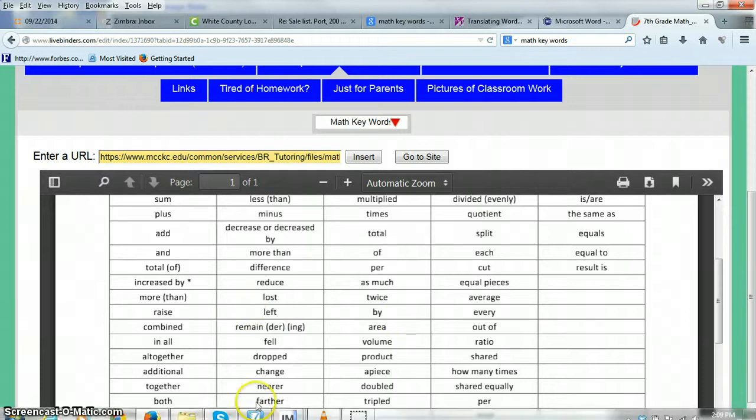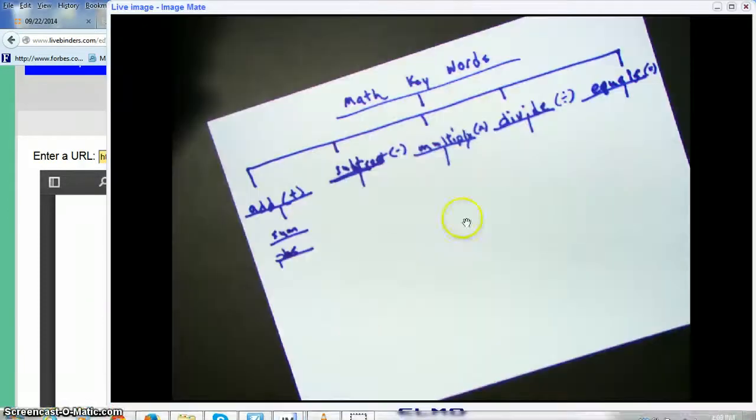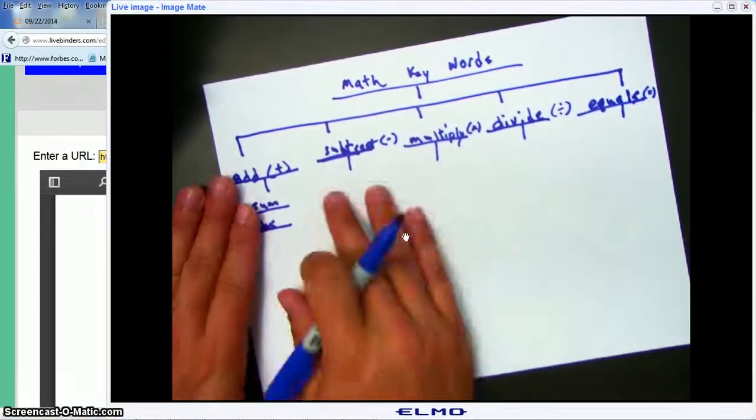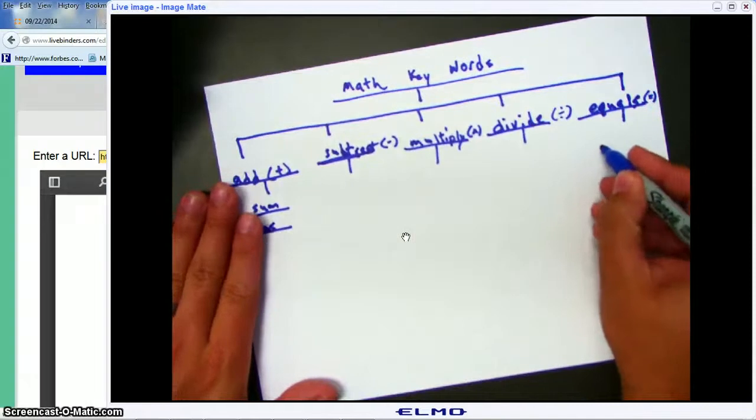But basically what you're going to do is use this chart to create, let me find my image there, your tree map. So when this is filled in, you're going to have something in every category, and then you're going to have a few words for equals. Let me just talk about equals for a second.